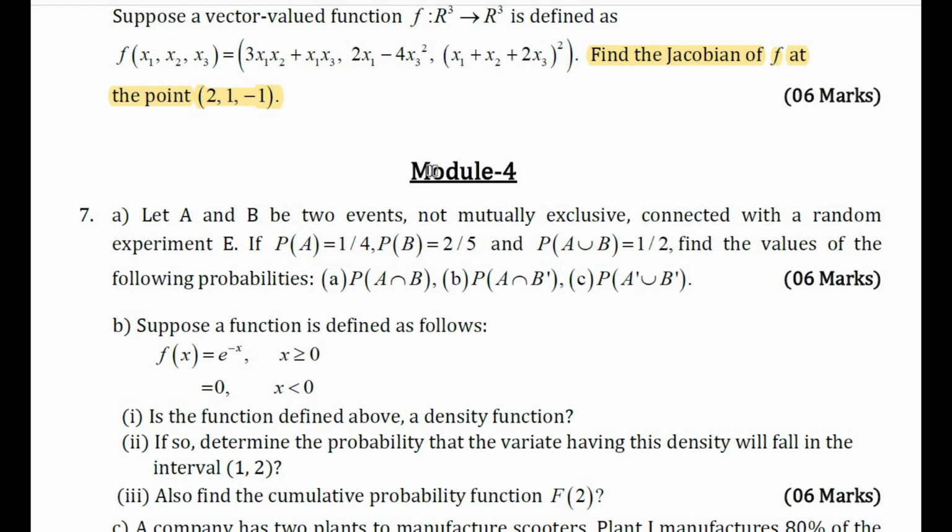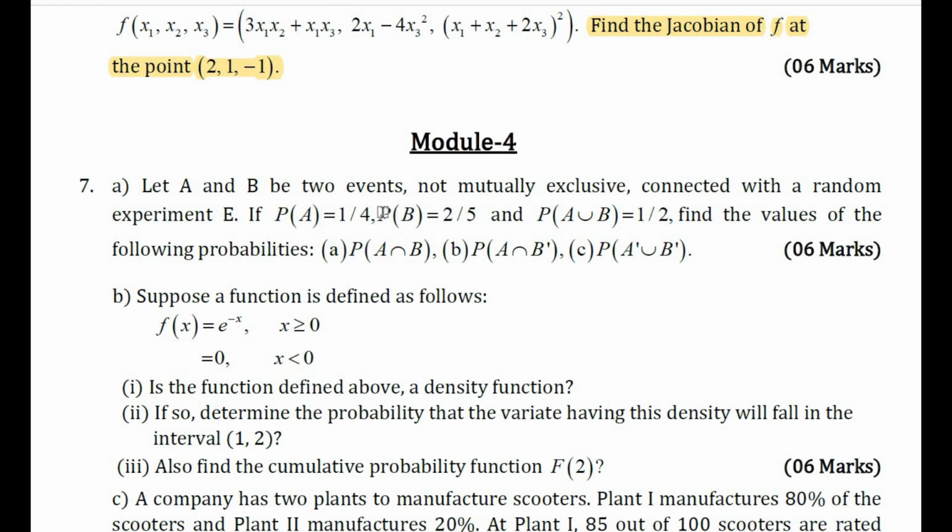Moving on to module 4. Module 4 is on probability and distribution. There is a problem on standard problems on probability where they are going to provide P of A, P of B, P of A union B. By using mutually exclusive events, we can solve the given problem. The unknowns are P of A intersection B, P of A intersection B complement, P of A complement union B complement.